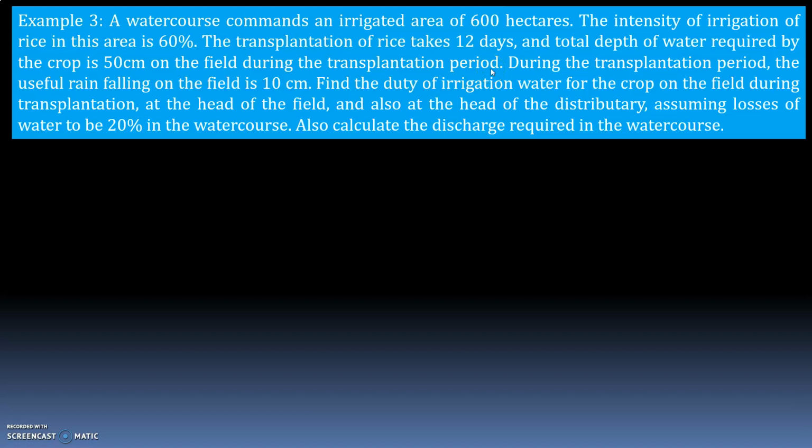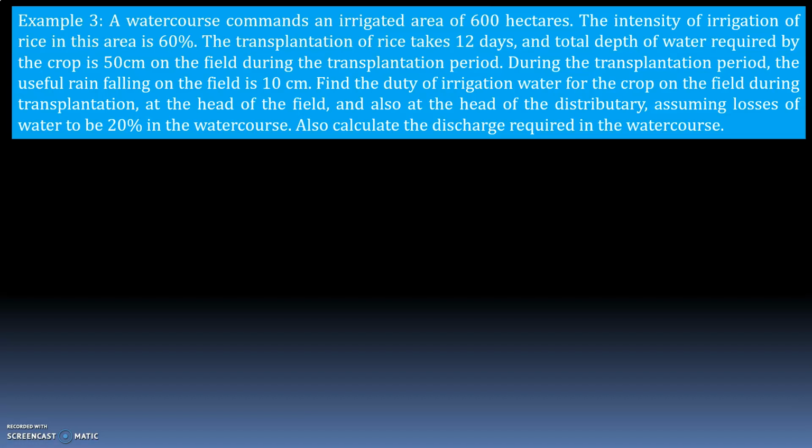transplantation period. During the transplantation period, the useful rain falling on the field is 10 centimeter. Find the duty of irrigation water for the crop on the field during transplantation at the head of the field and also at the head of the distributary, assuming losses of water to be 20% in the water course. Also calculate the discharge required in the water course.